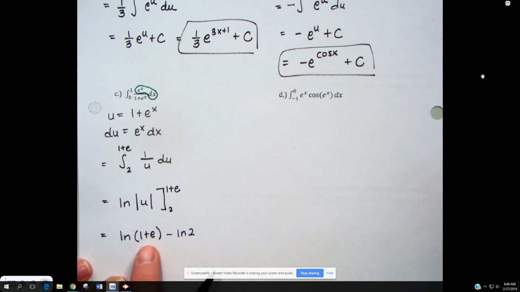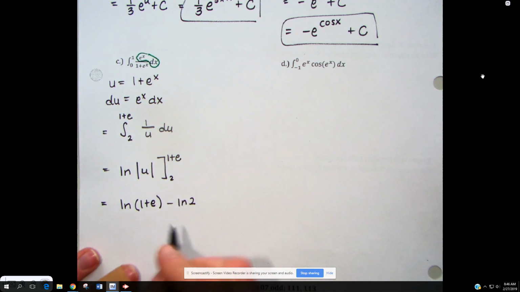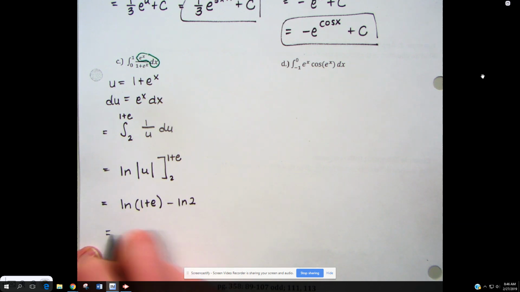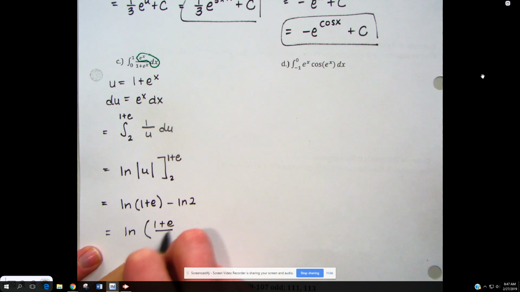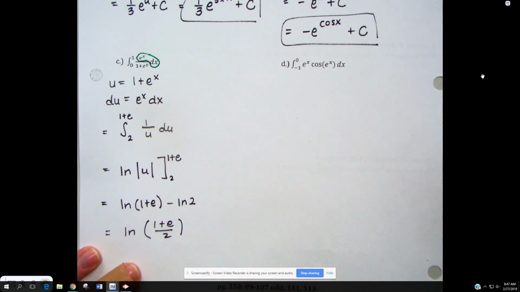You can't split this, okay? There's no rule that says that log of a plus b is log of a plus log of b. Don't do that. I know it's tempting. The only thing you could really do, other than circle it and call it finished, you could take the subtraction if you really wanted to, and you could condense it to a single logarithm. But honestly, this answer or this answer, both of them are perfectly fine and totally equivalent.